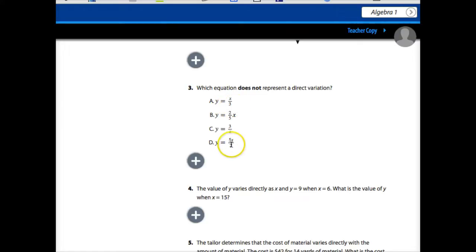Same thing is true with D. Here k is a fraction, so it looks different, but that is k times x, where k is 5 over 2. The one that is not direct variation is C, and that's because my variable's in the denominator. So k isn't being multiplied by x, k is being divided by x. So the x needs to be in the numerator or right next to the k value. So C is not direct variation there.